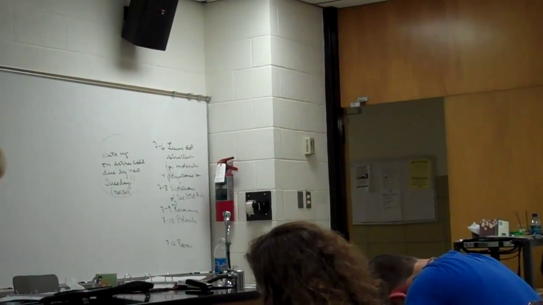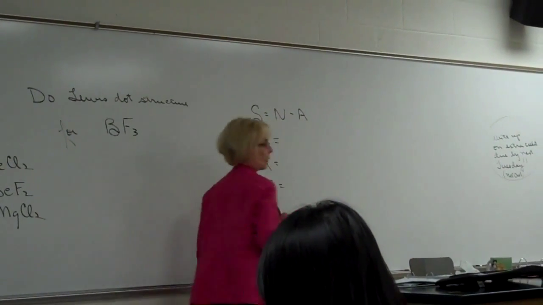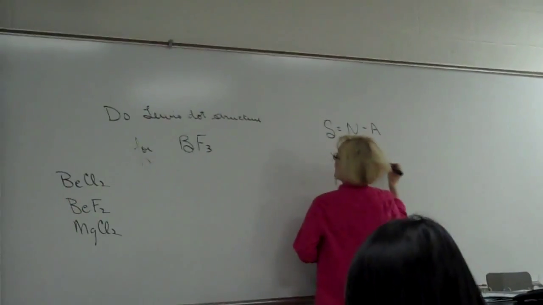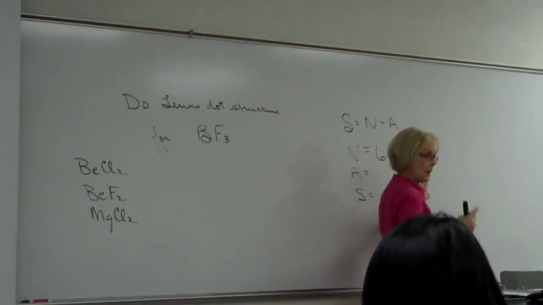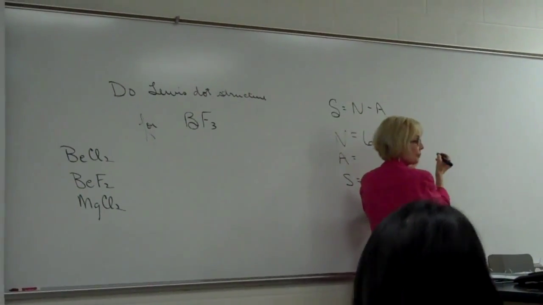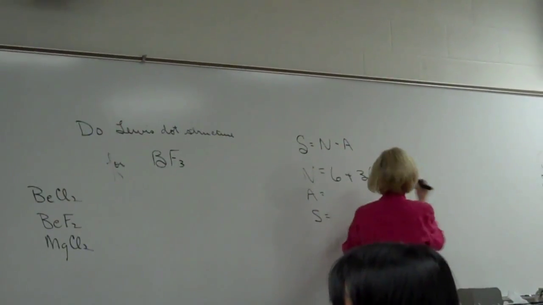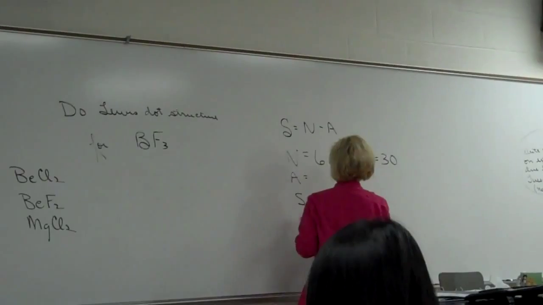So we go through: need, available, and then share. Okay, boron. Tanya, how many does it need? 6. Good job. And then we have 3 fluorines, and each fluorine needs how many, Emily? Each fluorine needs 8. Let's see, 24 and 6, we got 30.